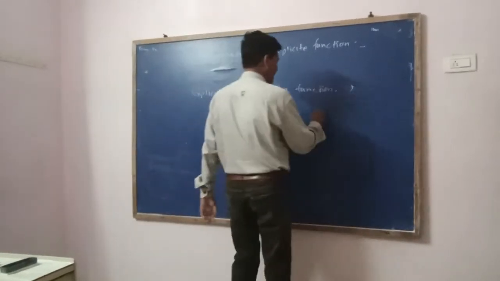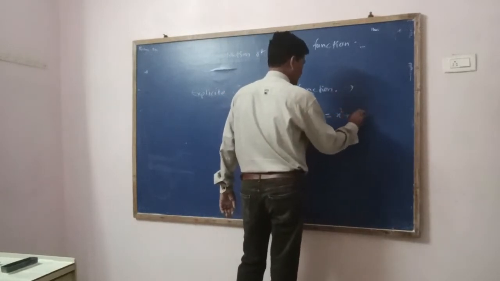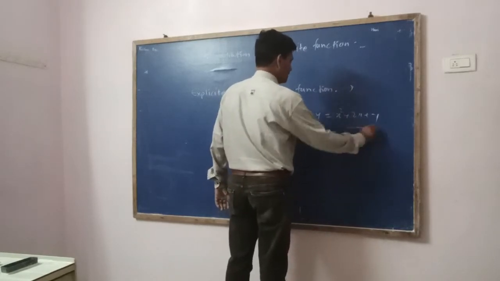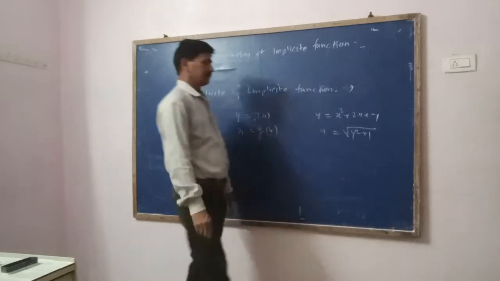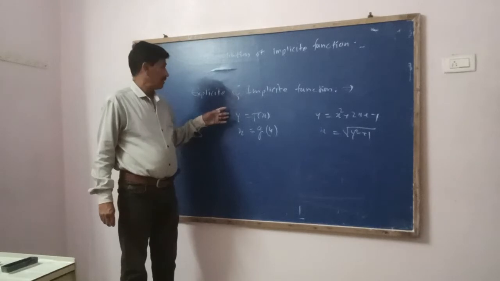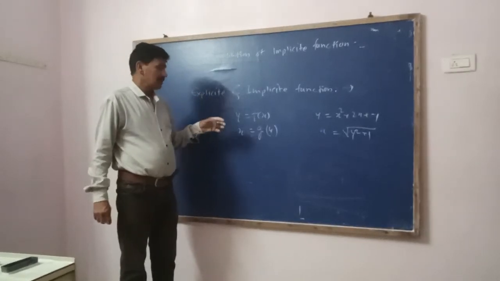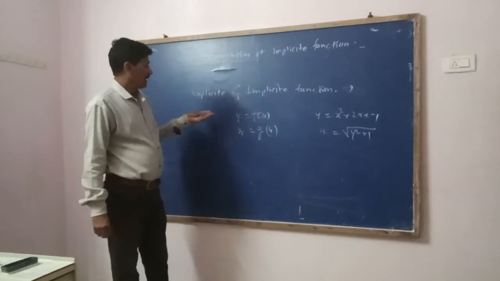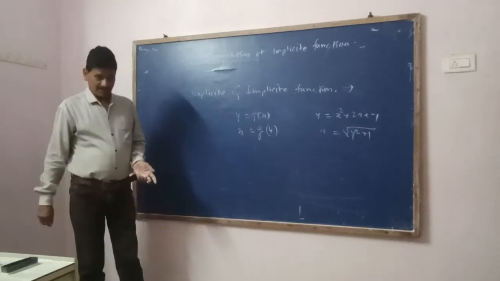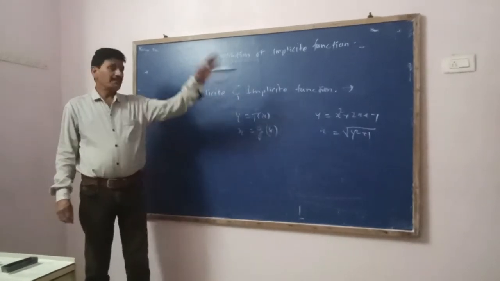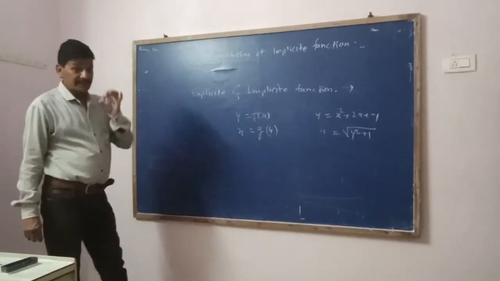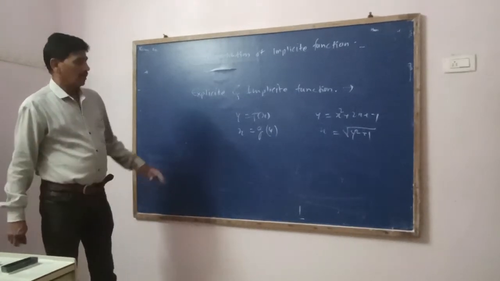For example, y is equal to x square plus 2x plus 7. X is a root of y square plus 1. These are examples of explicit function. That means in case of explicit function, y is completely expressed in terms of x, or if x is a function of y, x is completely expressed in terms of y. Such a function is called an explicit function of x or y.